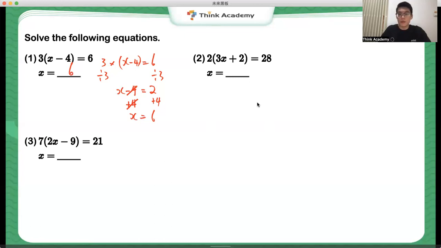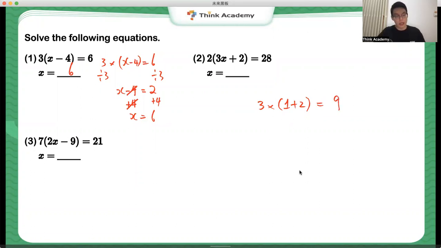For example, if I have 3 times 1 adding 2, what is that going to be? We know that by BIDMAS, we should calculate whatever is in the brackets first. So 1 adding 2, that's in the brackets. So it's going to be 3. So the answer should be 3 times 3, which is 9, right?